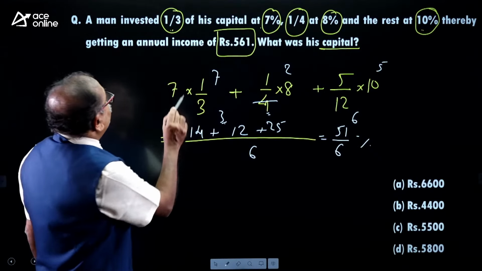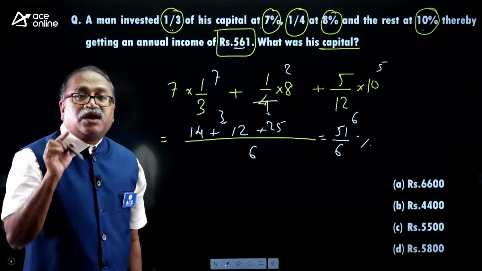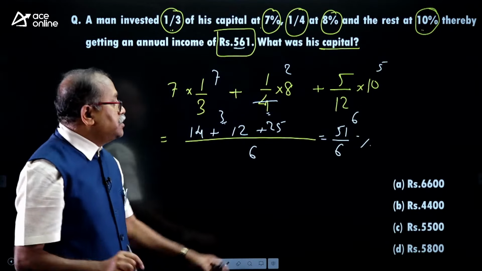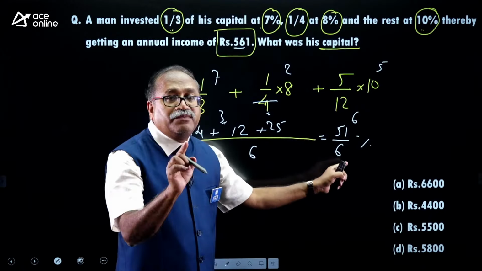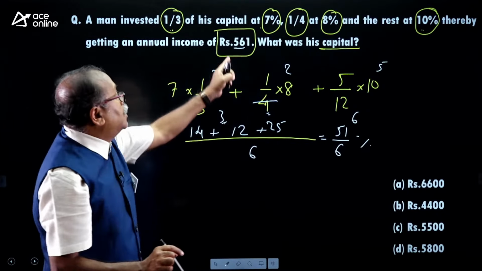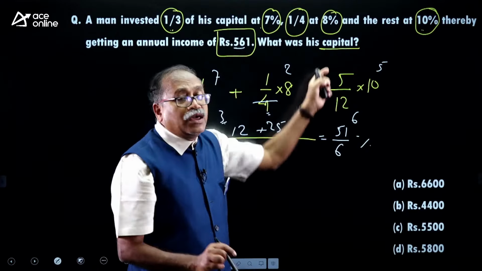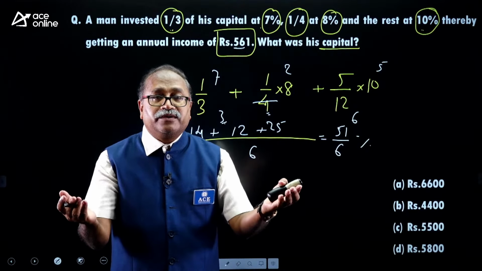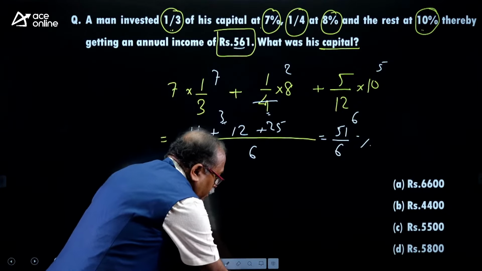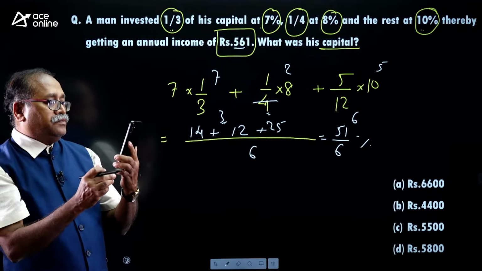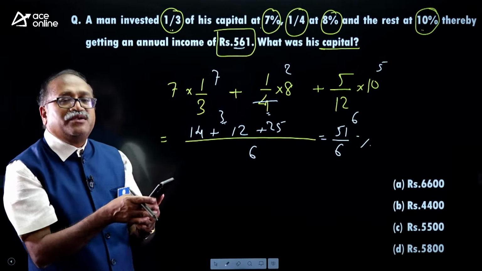Right, my friends? And how much is the annual income? It is 561. And how much is that in terms of percentage? 51 by 6%. So when you know 51 by 6% is 561, what is the capital? What is 100%? I'm sure, my friends, you will be able to do. Get it. Come on. You'll be able to get that. 6,600. What a beautiful answer, David Singh.